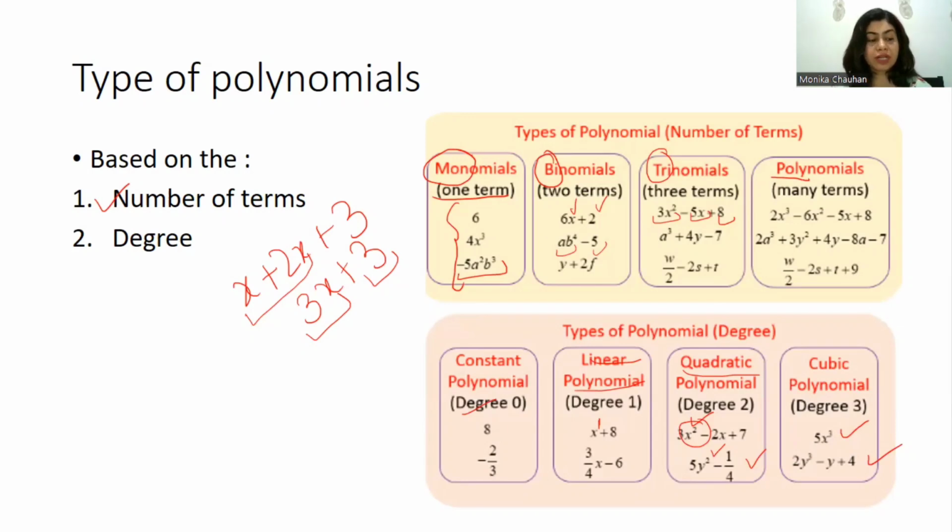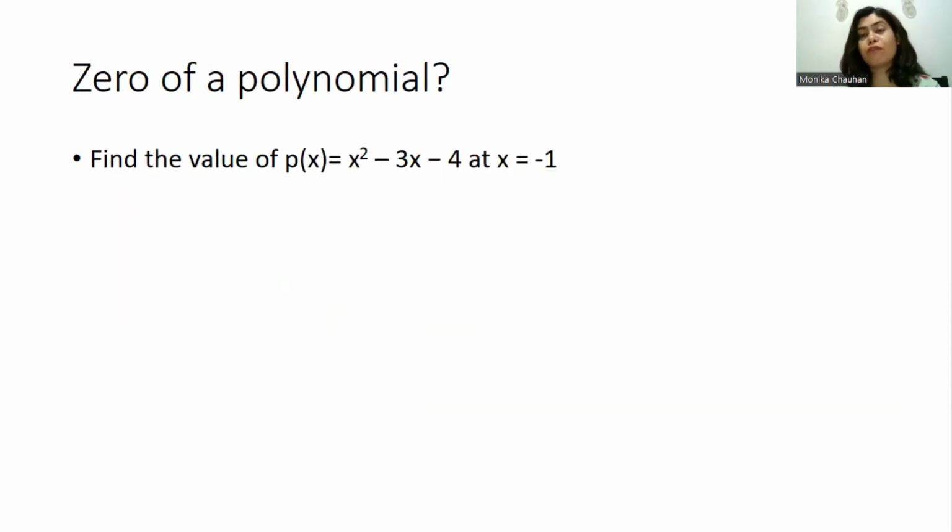Now let's move on to the next part of it, after which I will take you to the exponent or something. The next part is the zero of a polynomial. Zero of a polynomial. Now, what does it mean? A polynomial and its zero. Okay. First of all, let me solve it. Then it will make more sense to you. Okay. So here, find the value of p(x).